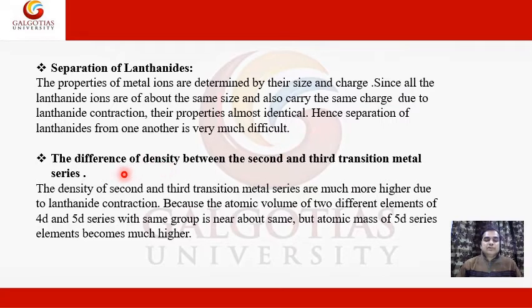Another consequence is the difference in density between the second and third transition metal series. The densities of the third transition metal series are much higher due to the lanthanide contraction. Why is it so? Because the atomic volume of two different elements of the 4d and 5d series in the same group is nearly the same, but the atomic mass of the 5d series elements becomes much higher. So due to this, there is a difference in density between the second and third transition metal series.